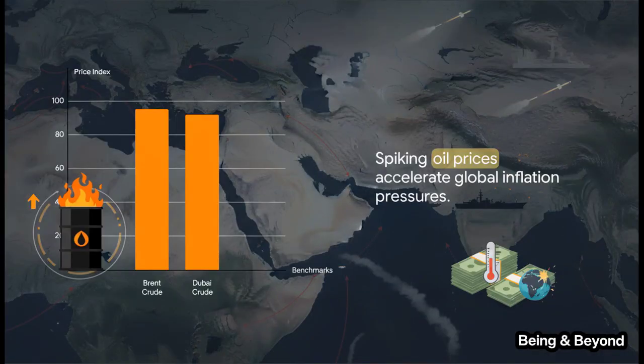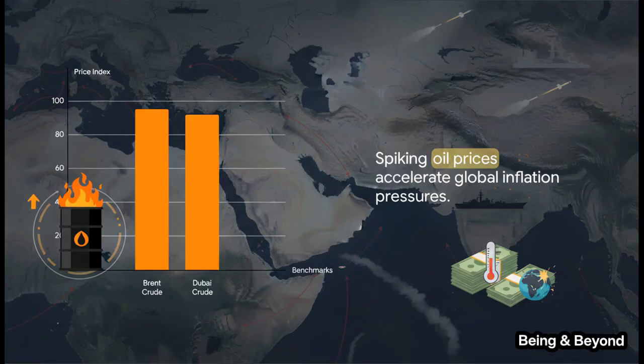When benchmarks like Brent and Dubai crude spike due to regional instability, those shockwaves ripple outward through the entire global economy. Transport and logistics costs surge. Essential commodities like fertilizer become prohibitively expensive, which directly drives up global food prices and threatens food security in highly vulnerable regions. Manufacturing output slows down under the crushing weight of expensive energy.